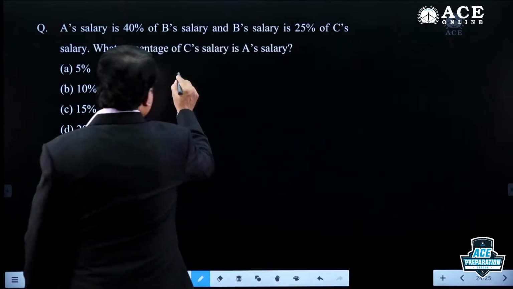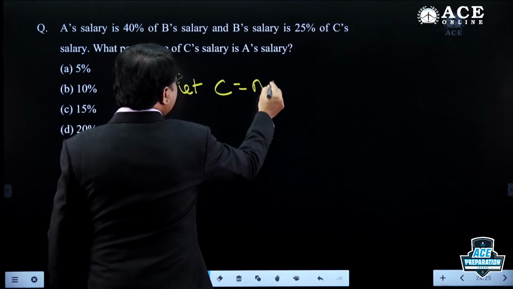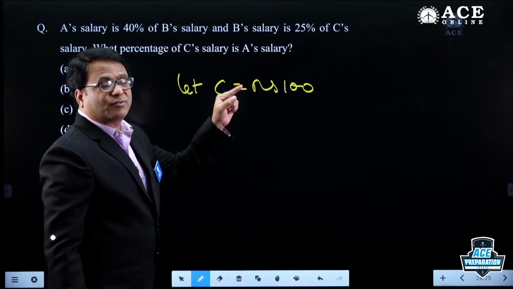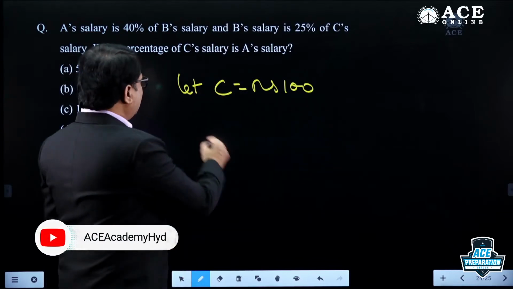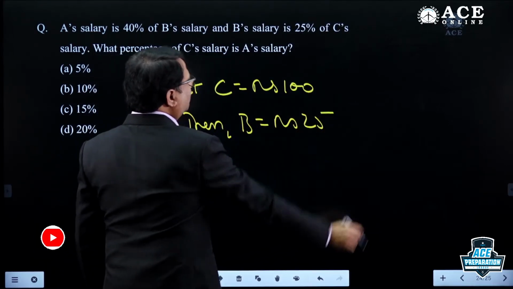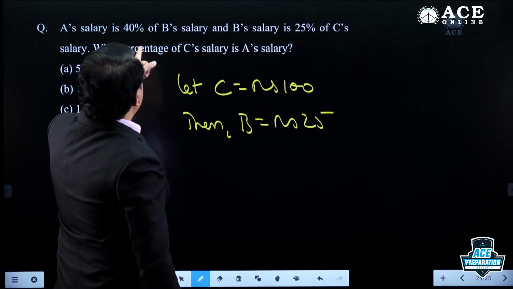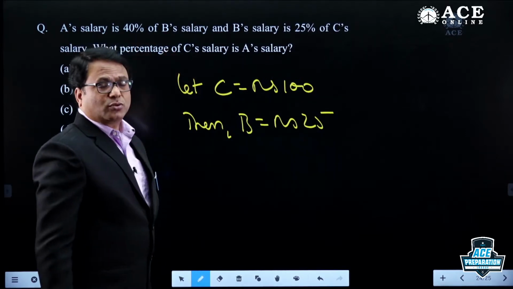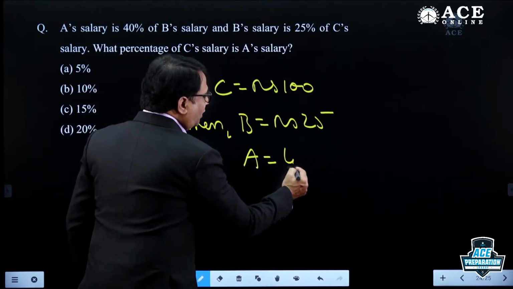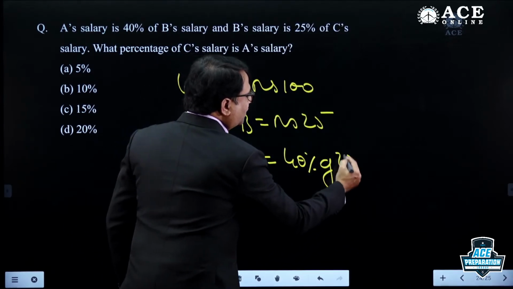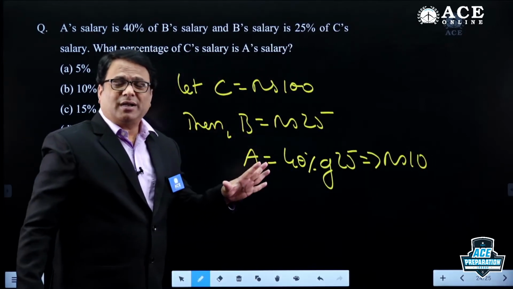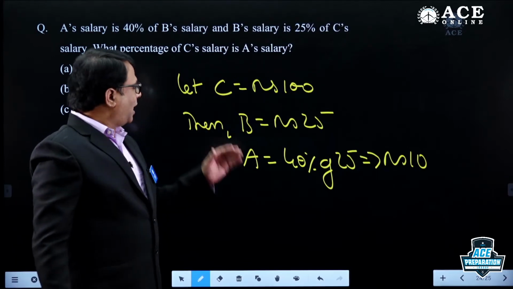So let C equal 100 rupees. This is my assumption. Then B's salary is 25% of C's salary. So if C is 100, then B must be how much? B must be 25 rupees. Then A's salary is 40% of B's salary. So if B is 25, A is how much? 40% of 25. And 40% of 25 is how much? Rupees 10. So if you assume C's salary is 100, then B's salary will become 25 and A's salary will become 10.